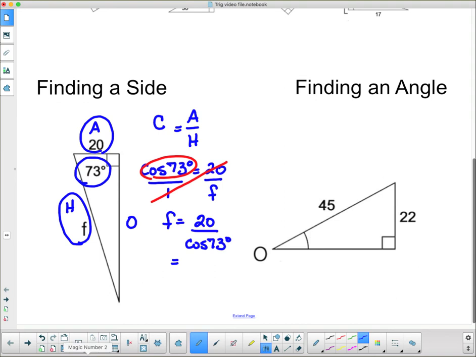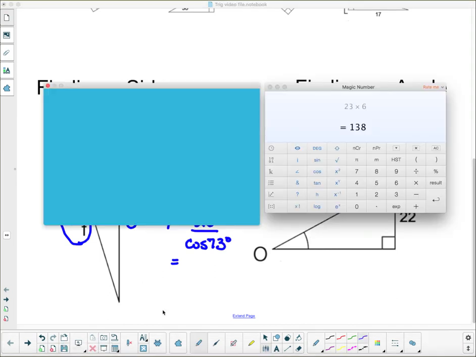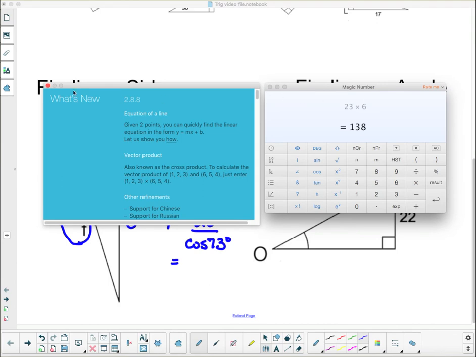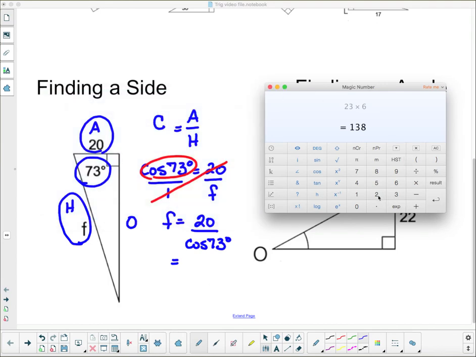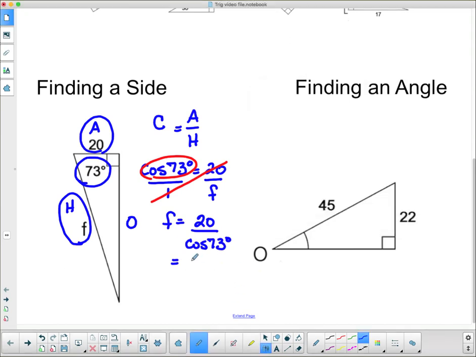Let's pull up a calculator. There it is. And we're going to do 20 divided by the cos of 73. Now, depending on which calculator you've got, you may have to type in the 73 and then hit cos. And we're going to round this to 68. So this comes out to be 68. There's no measurements on here, so it's 68. It's not an angle, so it's not 68 degrees. It is a side length.